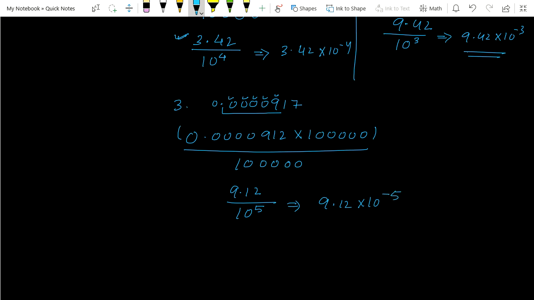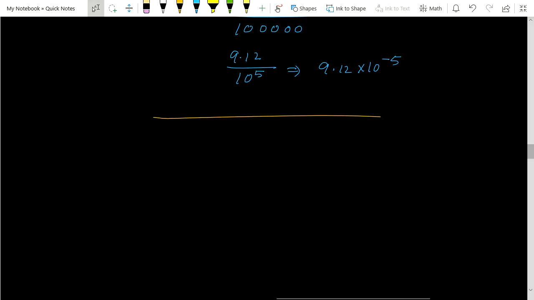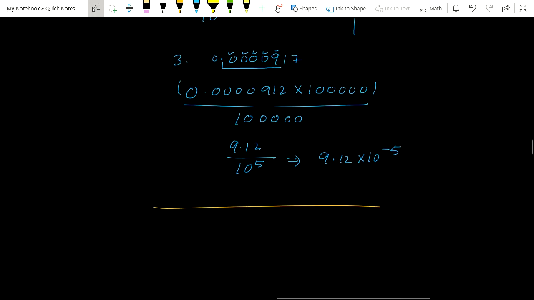So what is the shortcut we are finding here? Let's discuss the shortcut. In the third example, the question was 0.0000912. Now the scientific notation is 9.12 into 10 raised to minus 5. We have seen that the decimal is shifted towards right side 5 places.